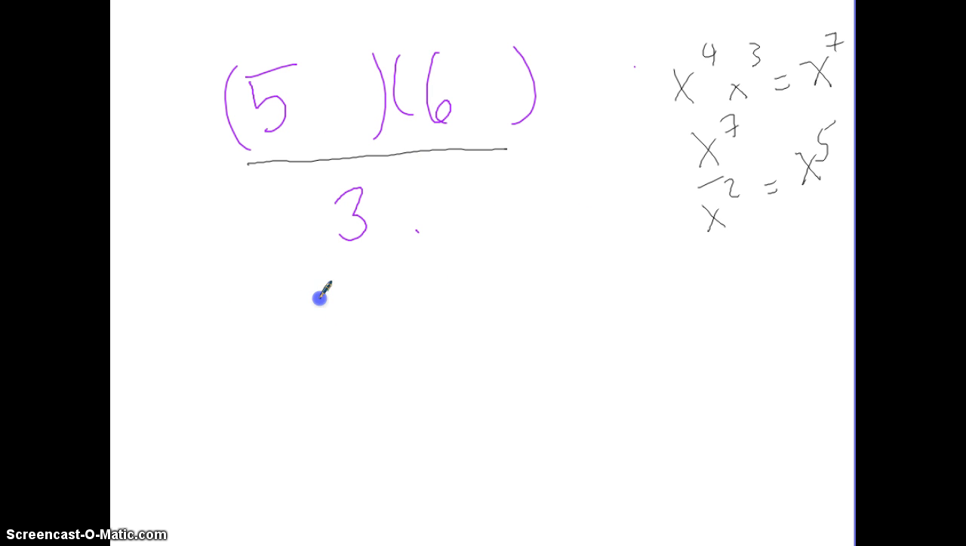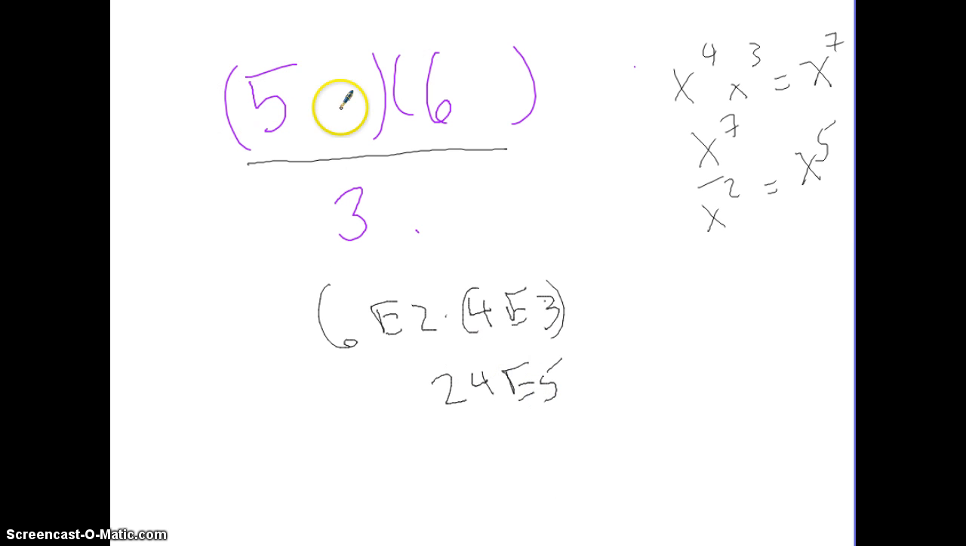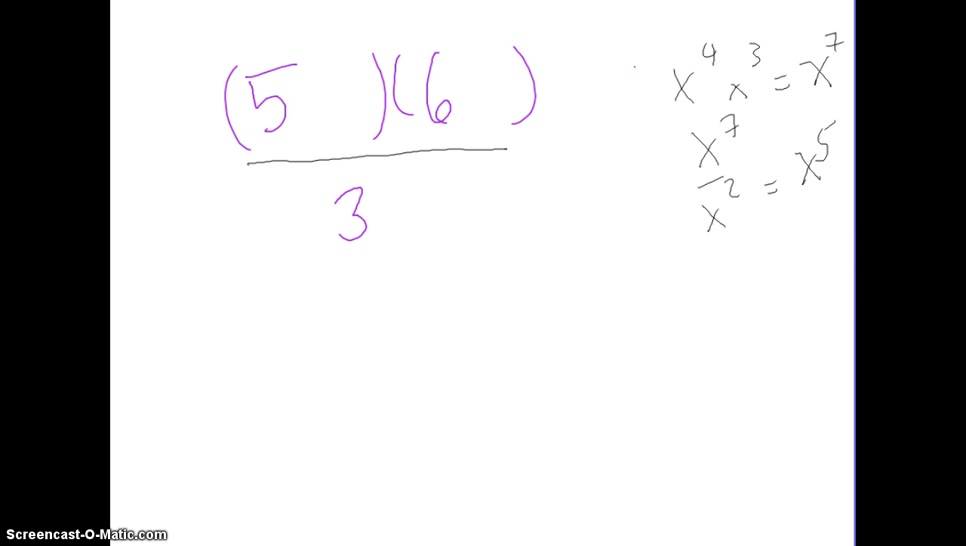Just like in scientific notation, if you were doing 6e2 times 4e3, I would multiply the two coefficients, 6 times 4 to give me 24, and then add the two exponents, 2 and 3, to give me 5. So just like that, I'm going to multiply these numbers, and then I'm going to use the rules of exponents for the exponents. So numbers for numbers, exponents for exponents.